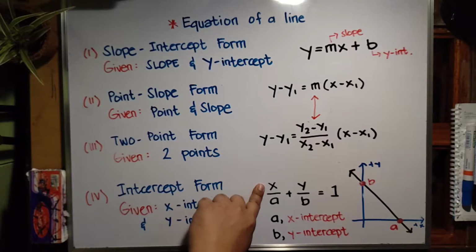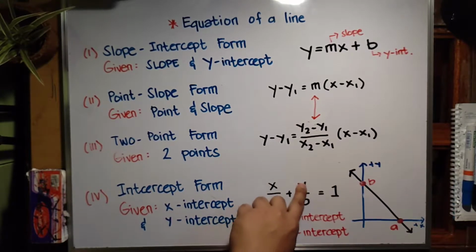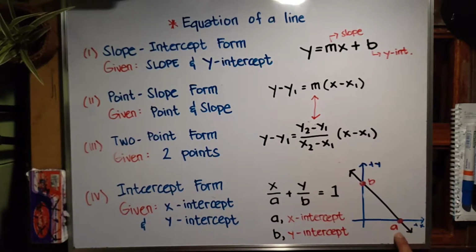Madali lang. Under x is the x-intercept. Under y is the y-intercept. Equal to 1. So, a is the x-intercept and b is the y-intercept. Now, let's have an example one by one. Okay? Let's go.